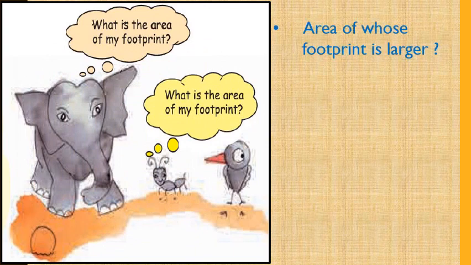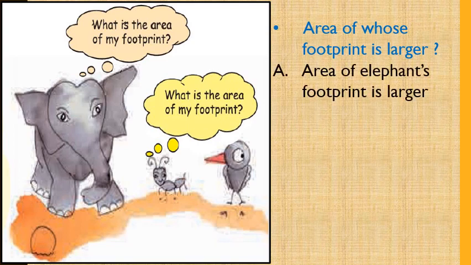In this picture, you can see an elephant's feet and an ant's feet. Children, area of whose footprint is larger? Can you guess? Naturally, area of elephant's footprint is larger than the footprint of an ant, since elephant is so much bigger than an ant. So naturally its footprint will be bigger.